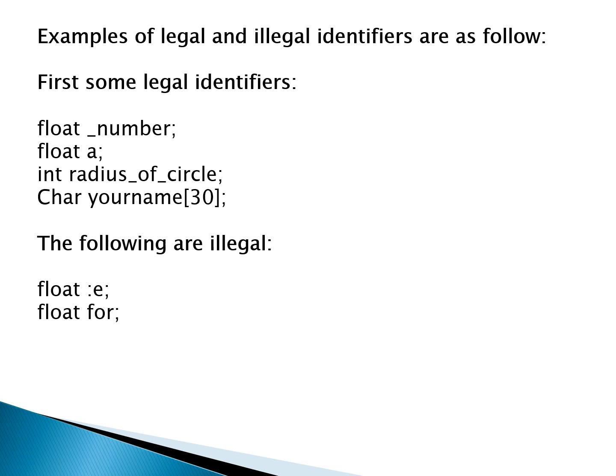Then the second illegal identifier is float, for, semicolon. Here it is illegal because for is a keyword. As I told, the variable should not be a keyword or a reserved word. Then another example, float 9 pi semicolon.